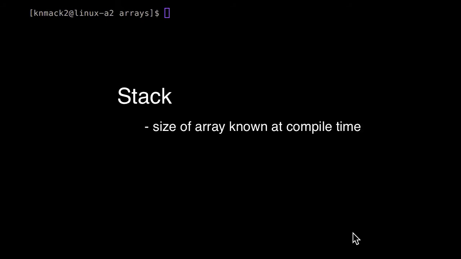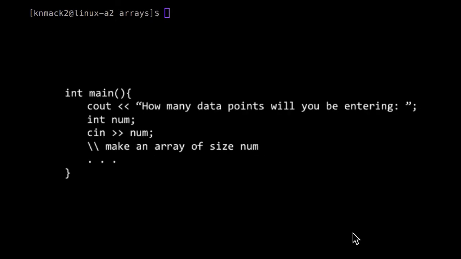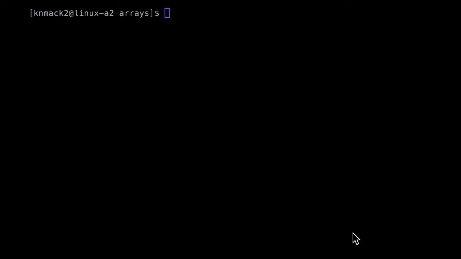Now, if you want to create an array on the stack, the size of the array has to be known at compile time. This can be useful for arrays of small constant sizes, but what if we wanted an array where the size depended on, say, the user input? So there must be a better option. That's where arrays on the heap come in.